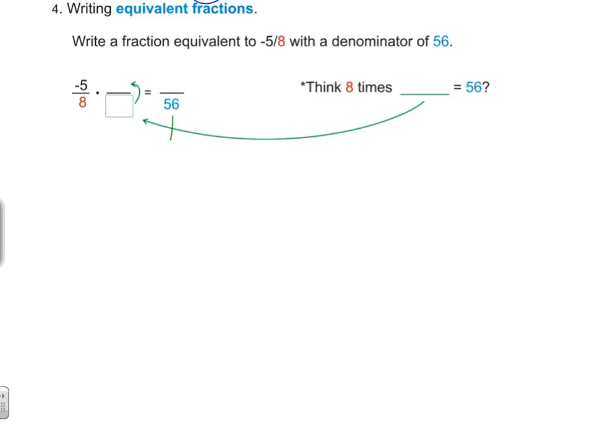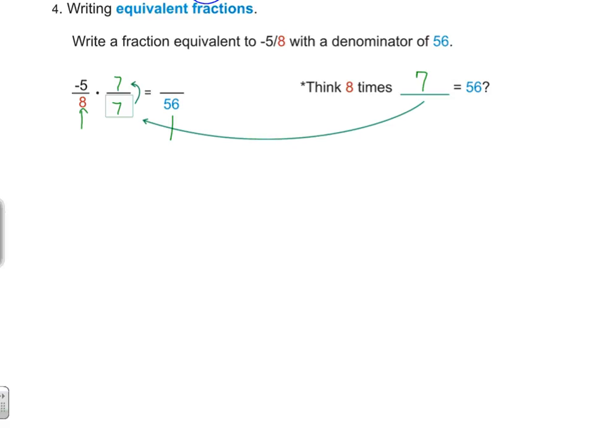So here is what you should be thinking. You should be thinking, hey, that 8 times what will equal this 56? That's your thought process. And hopefully you think 8 times 7 is 56. Therefore, then that 7 goes in the bottom. And remember, an equivalent fraction, whatever you put in the bottom, you put the same thing in the top.